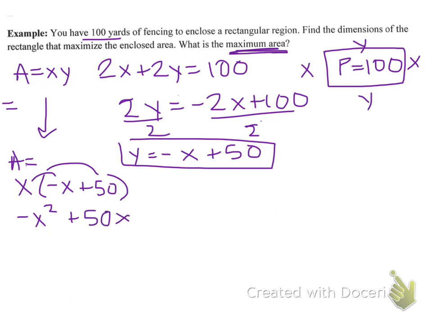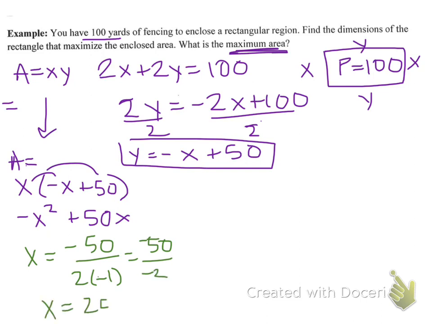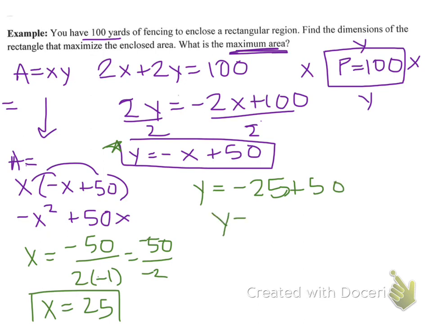And now that I have this equation, we're going to find the vertex. So I'm going to do negative b, which is negative 50, over 2 times a. So I have negative 50 over negative 2. So my x value is 25. And once I have the x value, I'm going to plug it in here to find the y value. So I have y equals negative, and I plug in the 25, plus 50. So I get y equals positive 25.